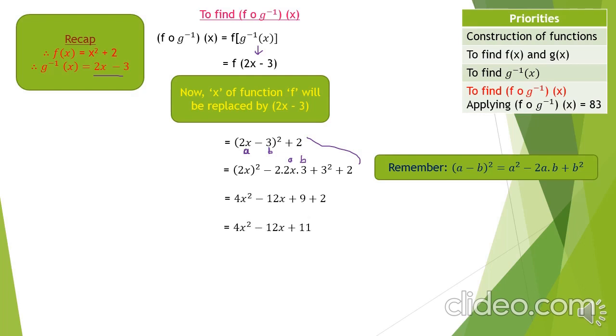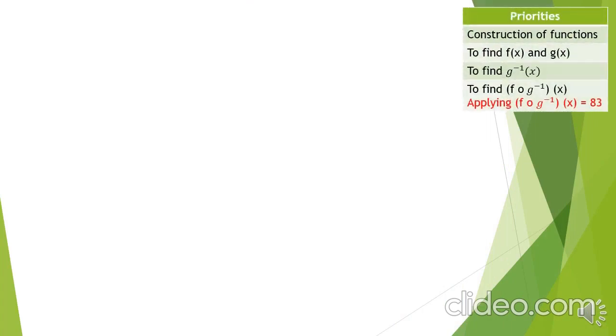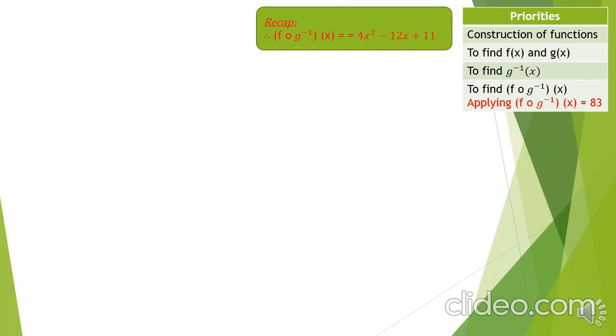Okay, this is our composition of g inverse and f: 4x square minus 12x plus 11, as given in the question. You can see finally we will apply this. Now recap. We need only this part, so our recap is very short. This is given in the question, so we will apply this: 4x square minus 12x plus 11 is equal to 83, or 4x square minus 12x plus 11 minus 83, the right hand side will be 0.